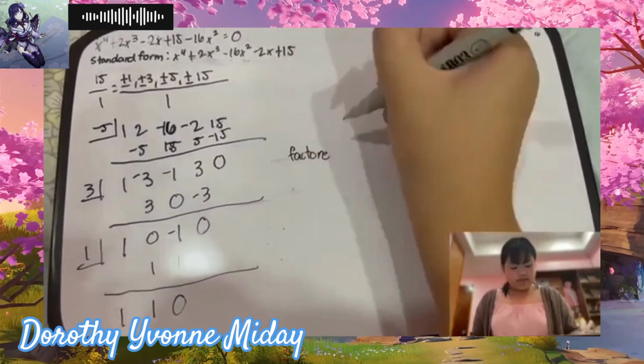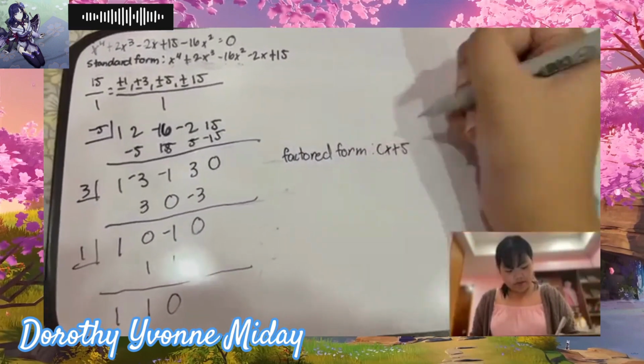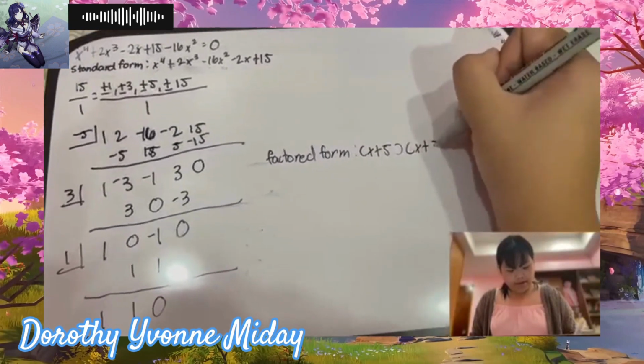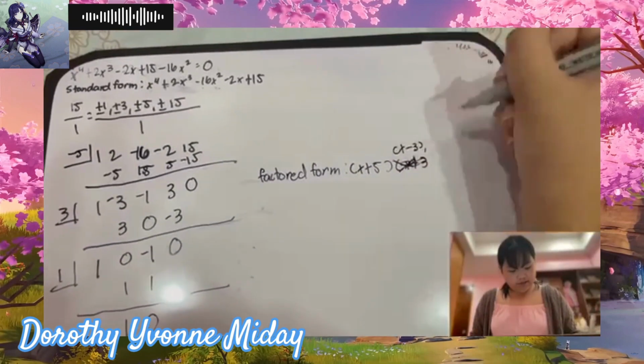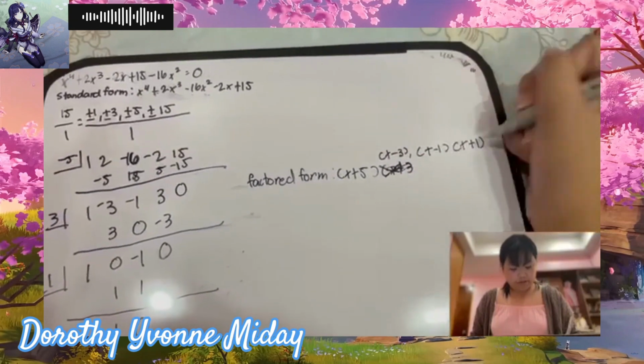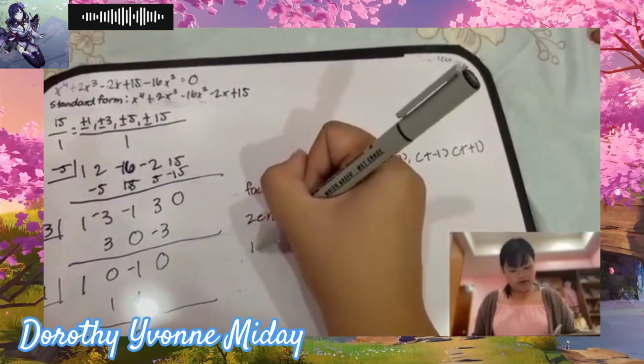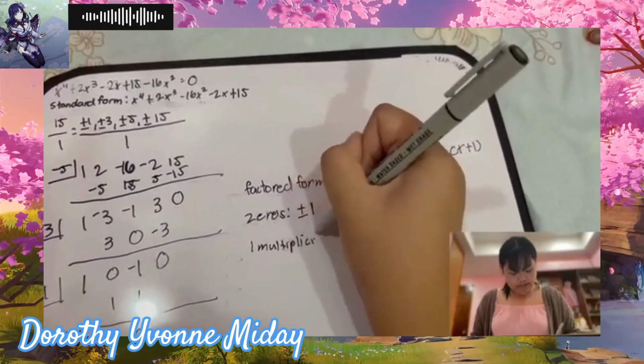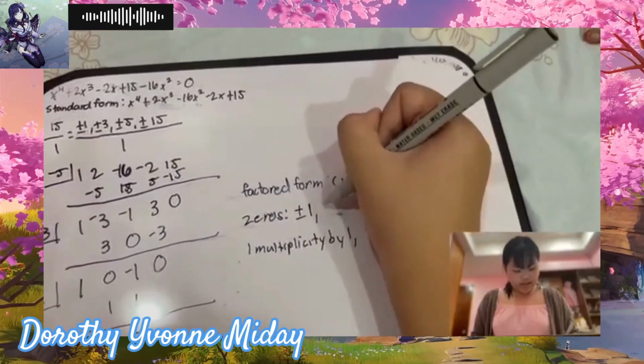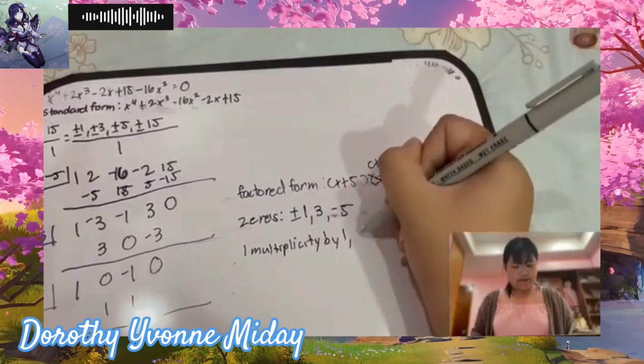Now, this is our factored form: x plus 5, x minus 3, x minus 1, and x plus 1. And our zeros are positive 1, negative 1 with multiplicity 2, 3, and negative 5.